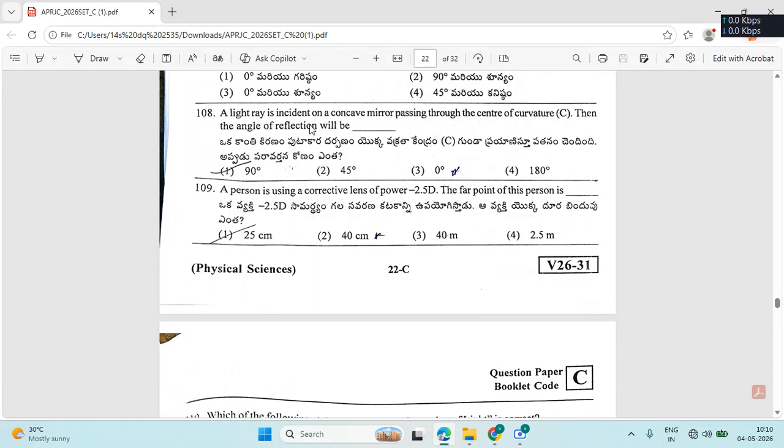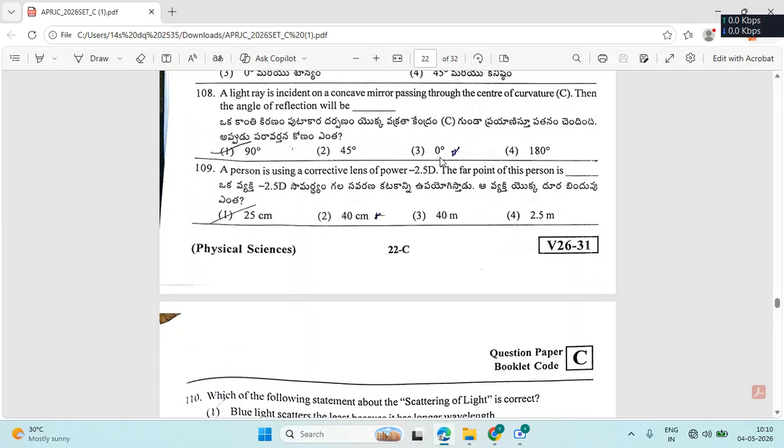A light ray is incident on a concave mirror passing through the center of curvature C. Then the angle of reflection will be 90 degrees, 45 degrees, 0 degrees, 180 degrees. The correct option is 3 and the answer is 0 degrees.